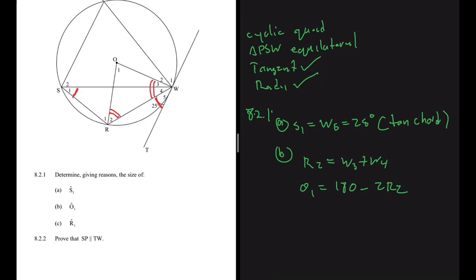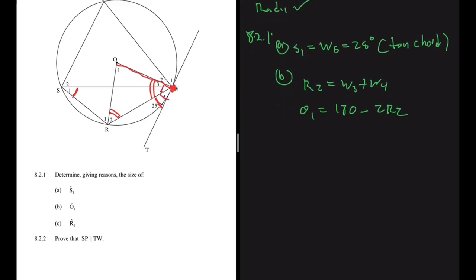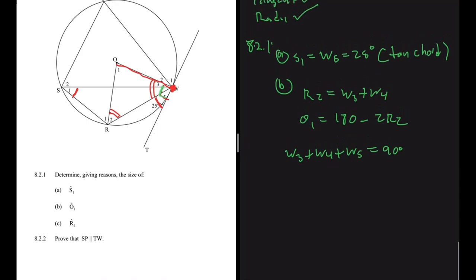So if we can find a way to find R2 or W3 and W4, then we can find angle O1, right? OW is a radius, right? And it touches the tangent. Where it touches the tangent forms an angle of 90, right? We know that for sure. So now we can say that W3 plus W4 plus W5 is equal to 90 degrees. I'm talking about this angle here, right?